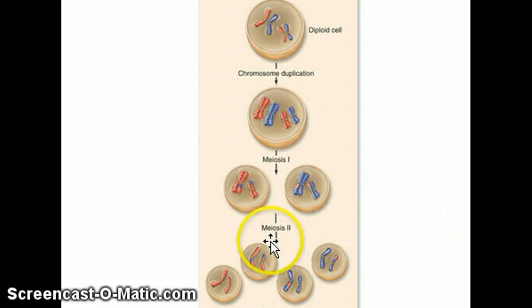In meiosis II, sister chromatids will separate. So one strand will split from the other strand as the centromere divides. The products of meiosis I are considered haploid because there are no longer homologous pairs. The products of meiosis II are also considered haploid, although each chromosome is no longer composed of two chromatids, only one chromatid.